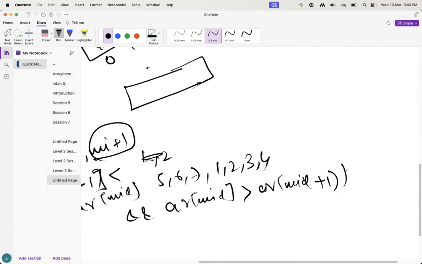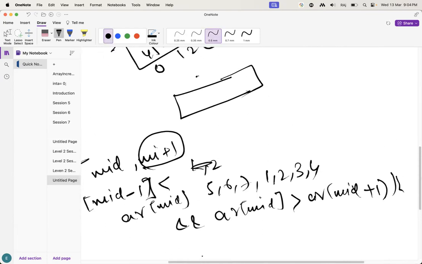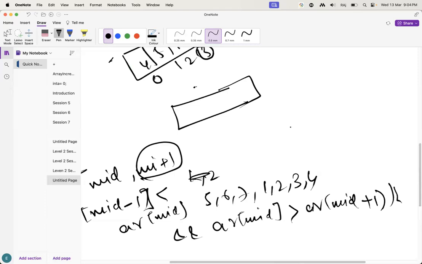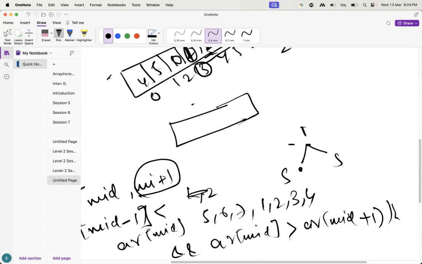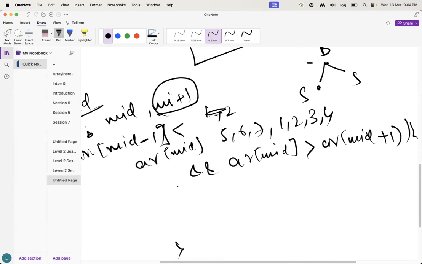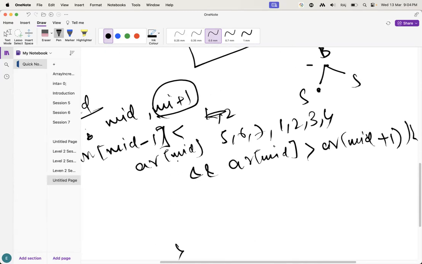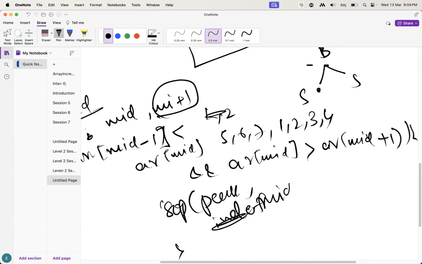What does it mean, guys? It means we found one element that is bigger than this smaller one, this is the bigger element, right? If you find this case, let's suppose this is the mid element, then what does it mean? We found the peak element. The found index is mid. Right, guys? You understand this one?